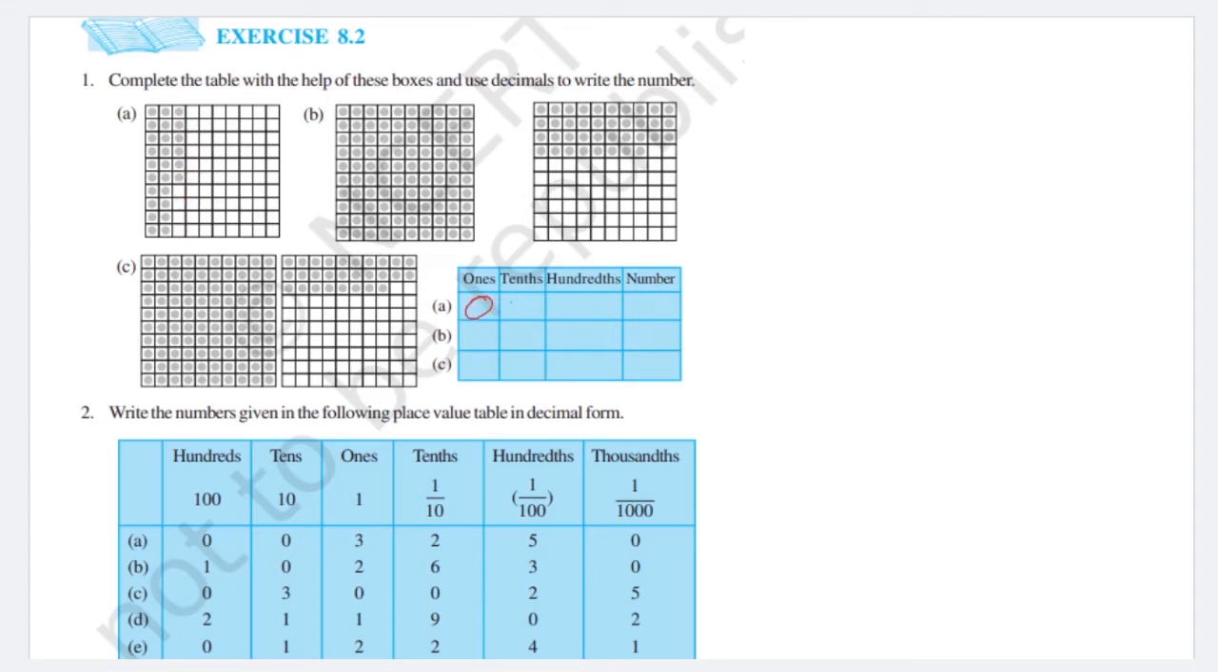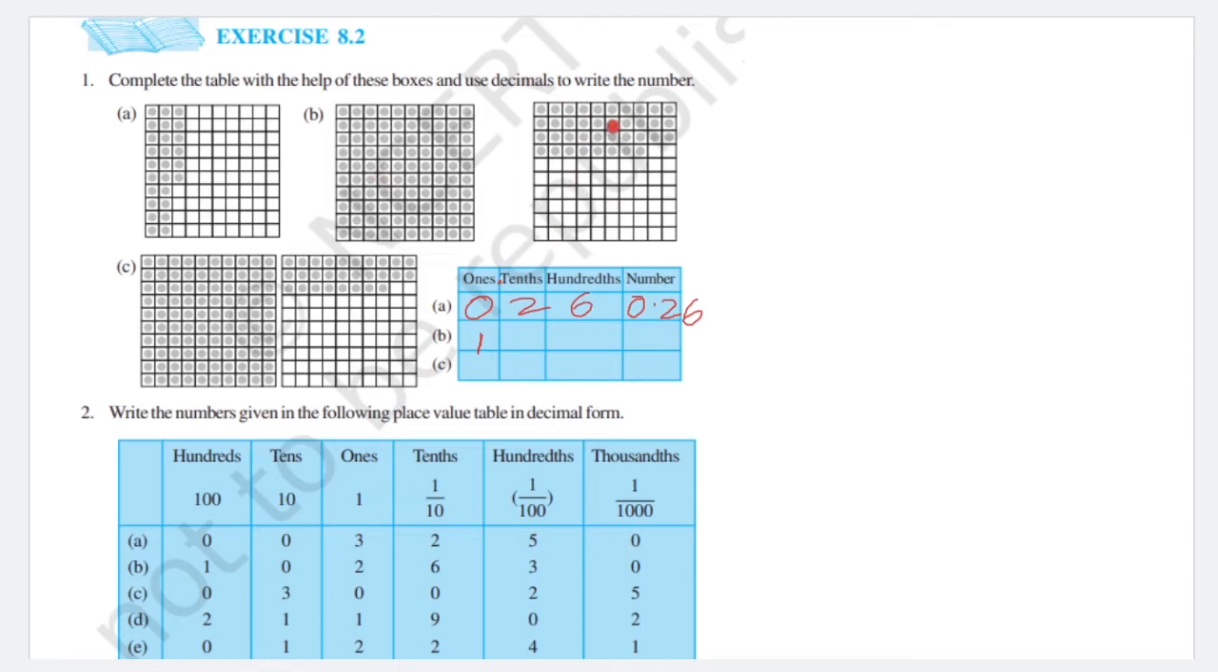In tens, you have 2. And in hundredths, you have 6. So what will be the number? The number will be 0.26. After the ones place only, you will be placing the point. Okay. So it will be 0.26. The next one, you have one complete. The one's block is complete. So in the one's block, you can write 1.